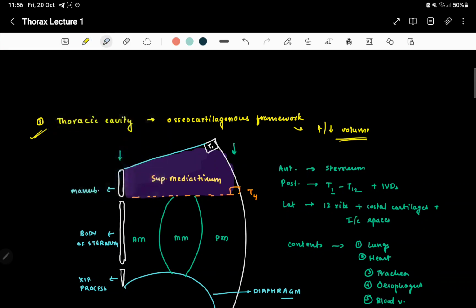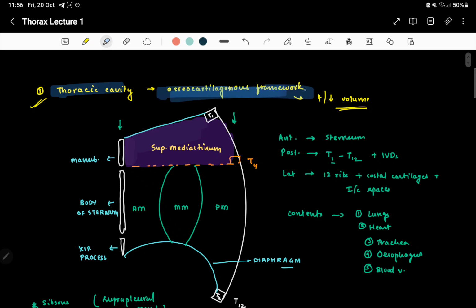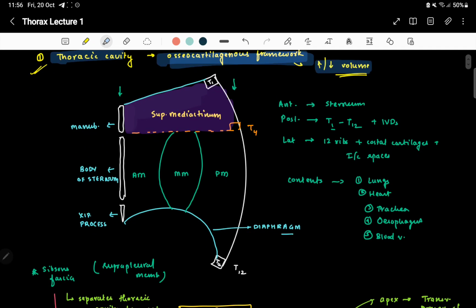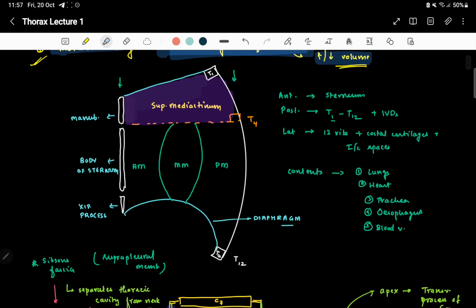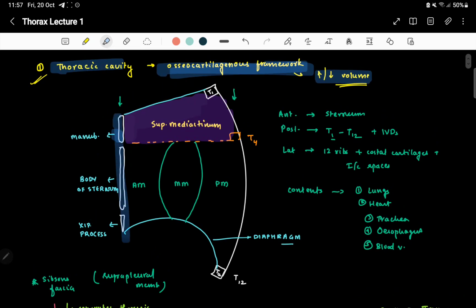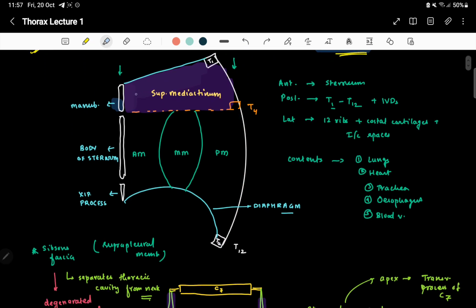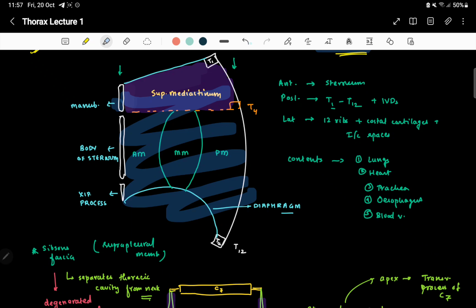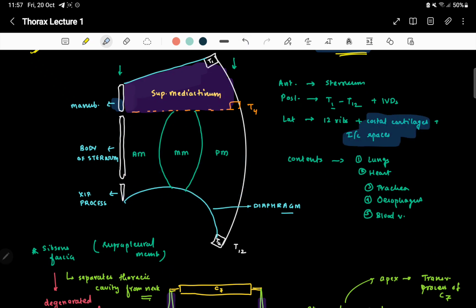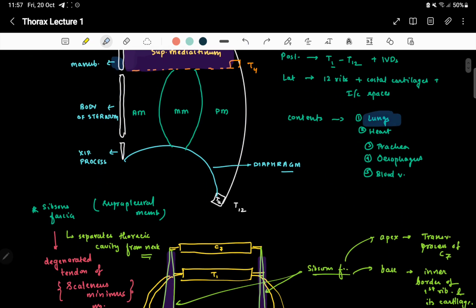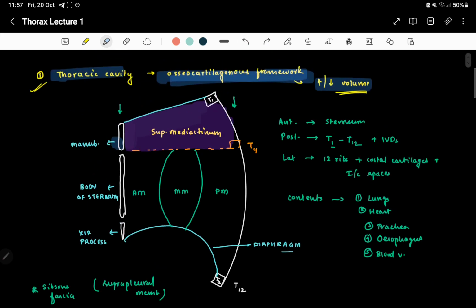The thoracic cavity is an osteocartilaginous framework due to which it can permit increase or decrease in volume. The anterior border of the thoracic cavity is the sternum. The posterior border is the T1 to T12 vertebrae. The lateral border is formed by ribs 1 to 12, costal cartilages and intercostal spaces also. The lungs, heart, trachea, esophagus, and blood vessels form the contents of your thorax.